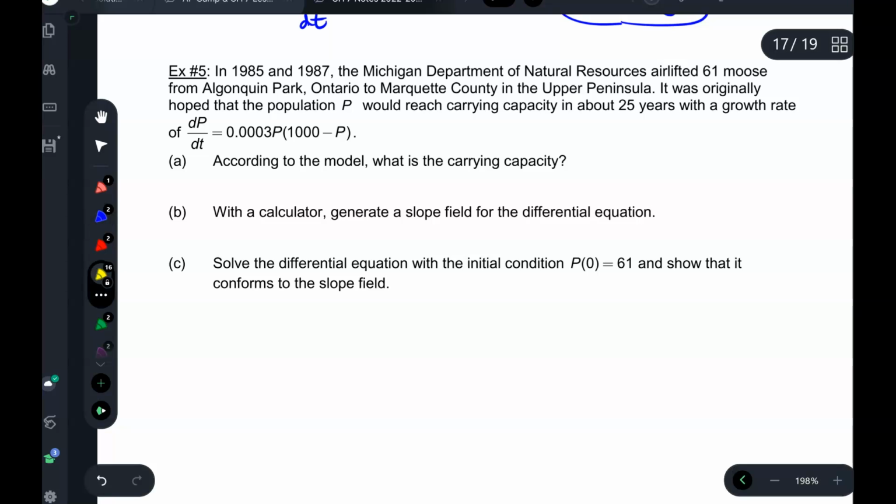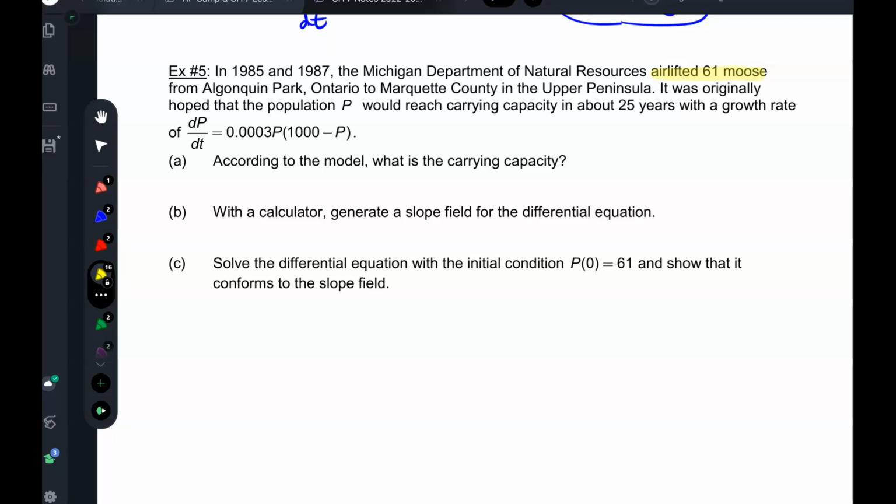Now what do we have? Oh, we have the Michigan Department of Natural Resources had to airlift 61 moose. What else but moose? There's no mooses. It's like deer, sheep, mice. They said that they would reach a carrying capacity in about 20 years.